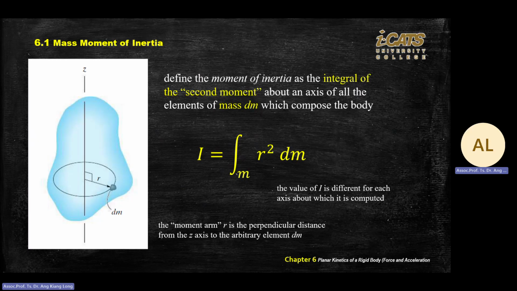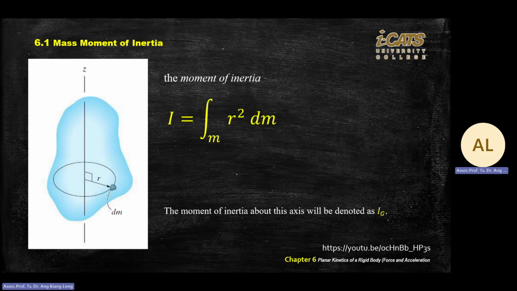So this moment of inertia depends on your axis. But what is important in this general formula? Moment of inertia gives you I equal to the integration of r squared dm.